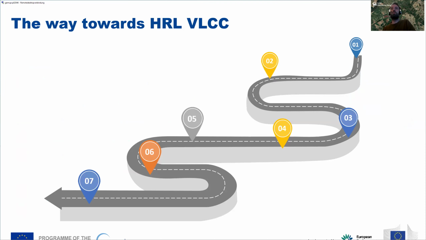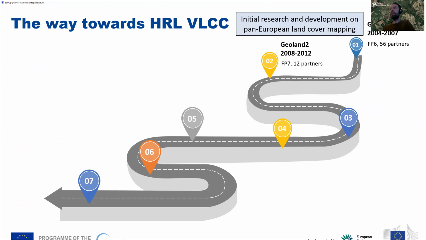So there are quite a few methods and mapping products that we will see today, and of course they did not emerge from nothing. So there was quite a bit of research and development and previous projects to get where we are today. And a good starting point is probably the GeoLand research project, so FP6, FP7 in 2004 and 2008, which were rather large research projects on initial research and development for a pan-European land cover mapping, to develop methods and lay the fundamental stones for that.